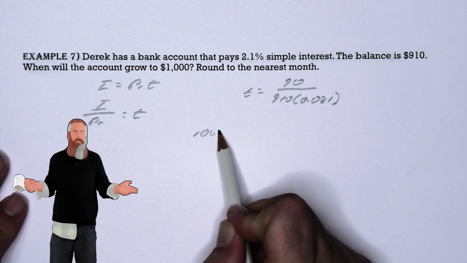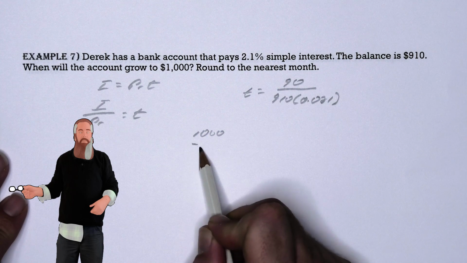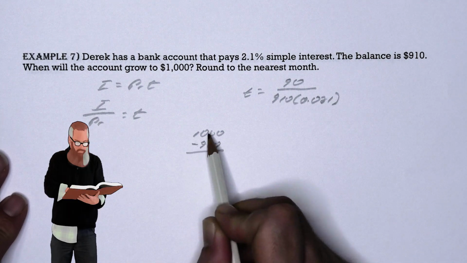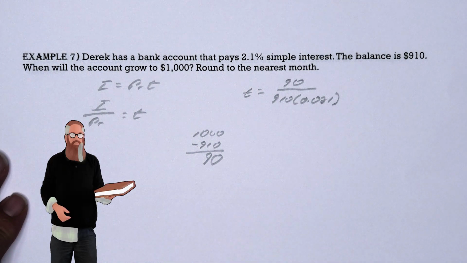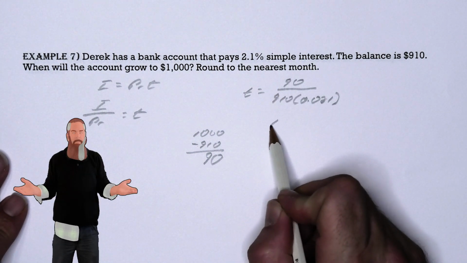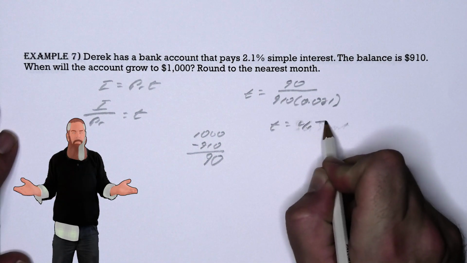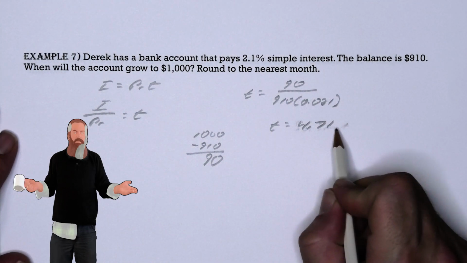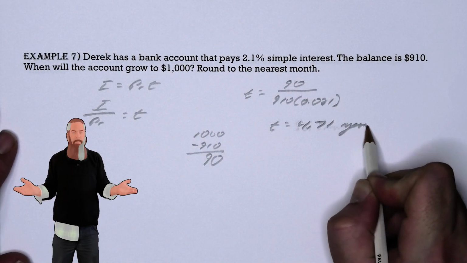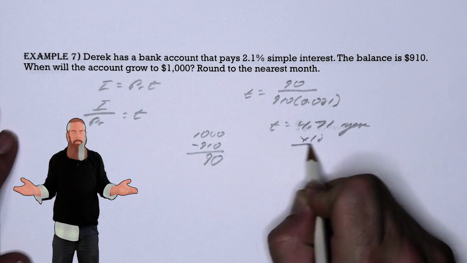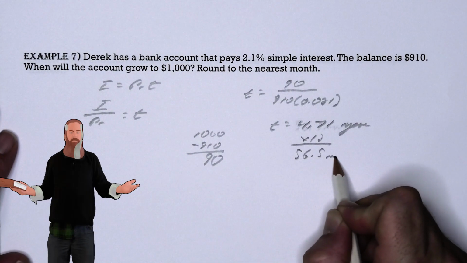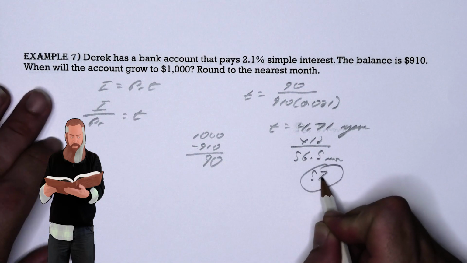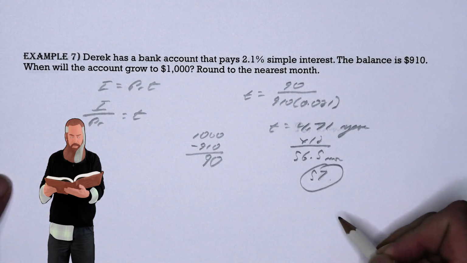Well, he wants $1,000 in the account, and he currently has $910. By subtracting that, we can find the interest number that we were actually after. Doing the calculations to find T, we get 4.71. Now, this is 4.71 years, remember. So we need to multiply this by 12, which is going to give me 56.5 months. Being 0.5, we can call this 57 months.